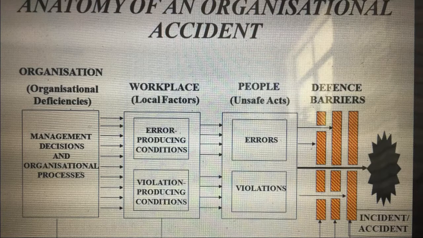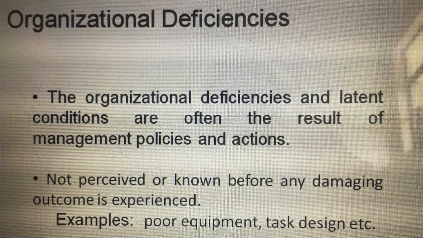At this point, let us discuss the anatomy of an organizational accident by defining the following concepts. What are organizational deficiencies? Organizational deficiencies and latent conditions are often the result of management policies and actions within one or more levels of the organization. Usually, these are created by people away from the event or mishap. These conditions are present but usually not perceived or known before any damaging outcome is experienced.